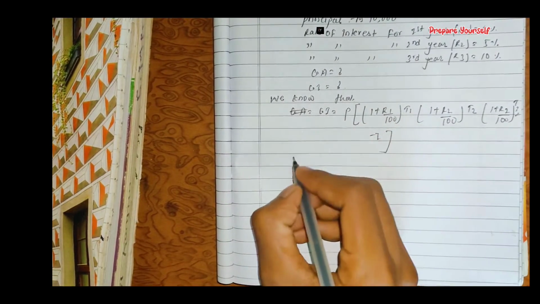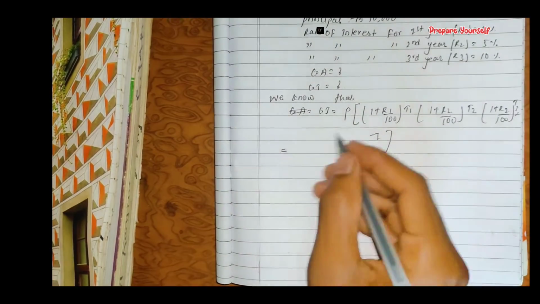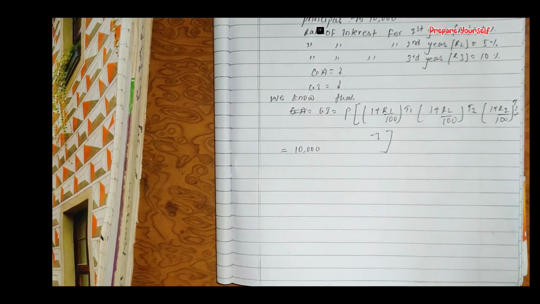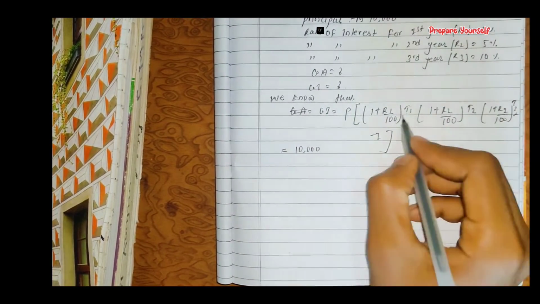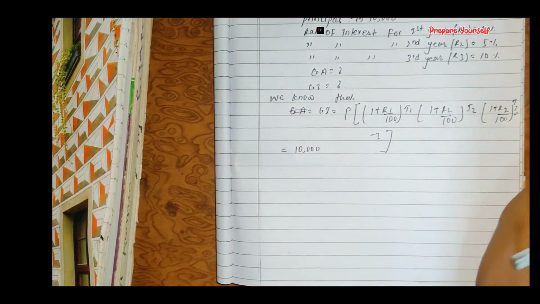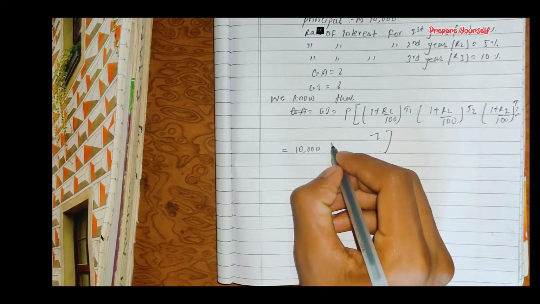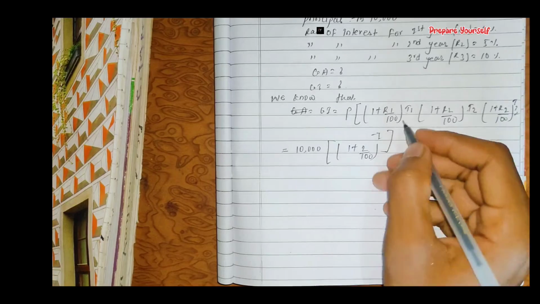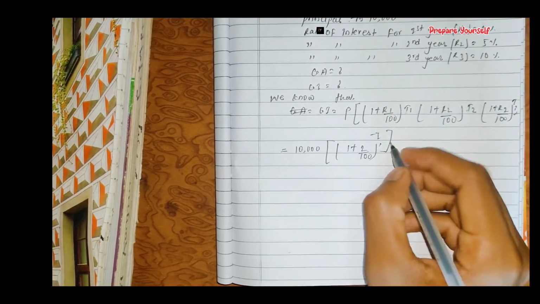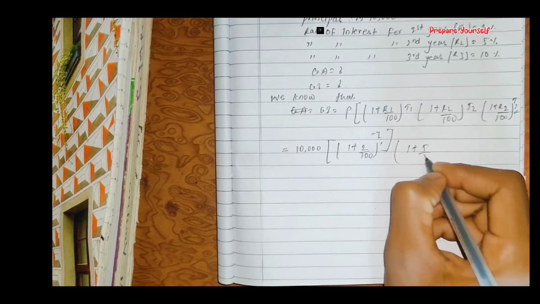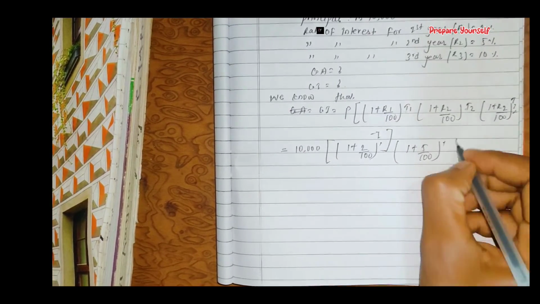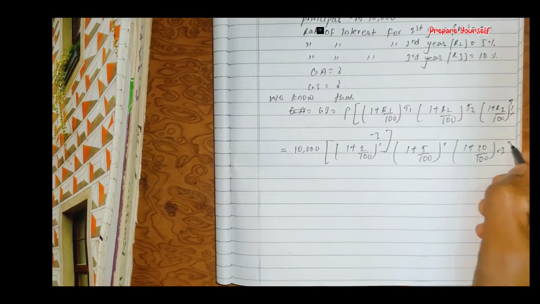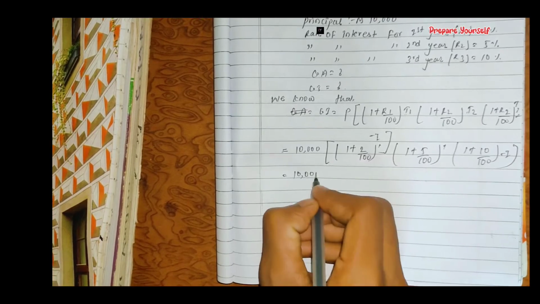So here the principal is 10,000. T1, T2 and T3 are each 1 year, so as a whole this is 3 years. So 1 plus the rate of interest for the first year, 2 by 100, power T1 means 1 year, so we don't have to write the power. Now 1 plus 5 by 100, T2 is 1 year. Then 1 plus 10 by 100, power T3 is 1 year, minus 1. Okay, so we will now divide all these.